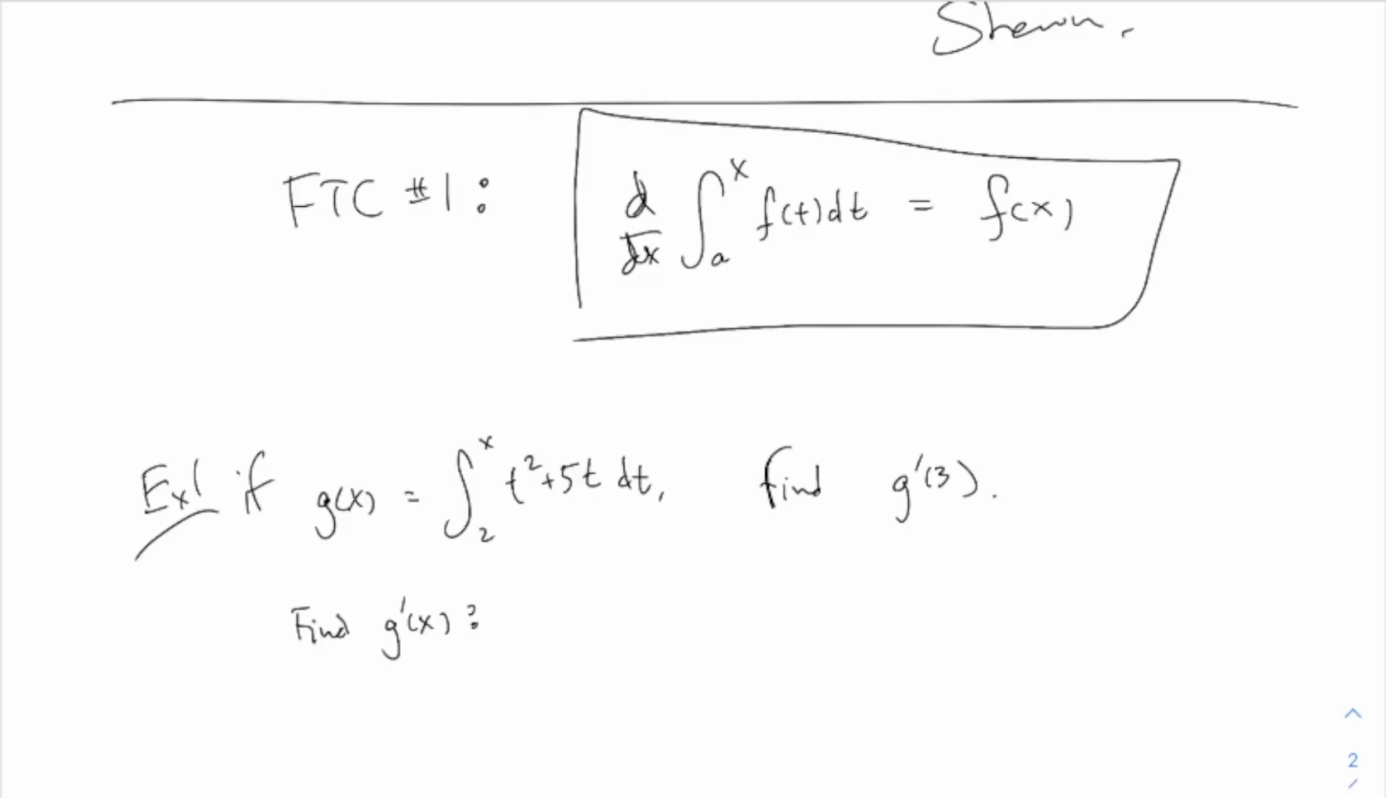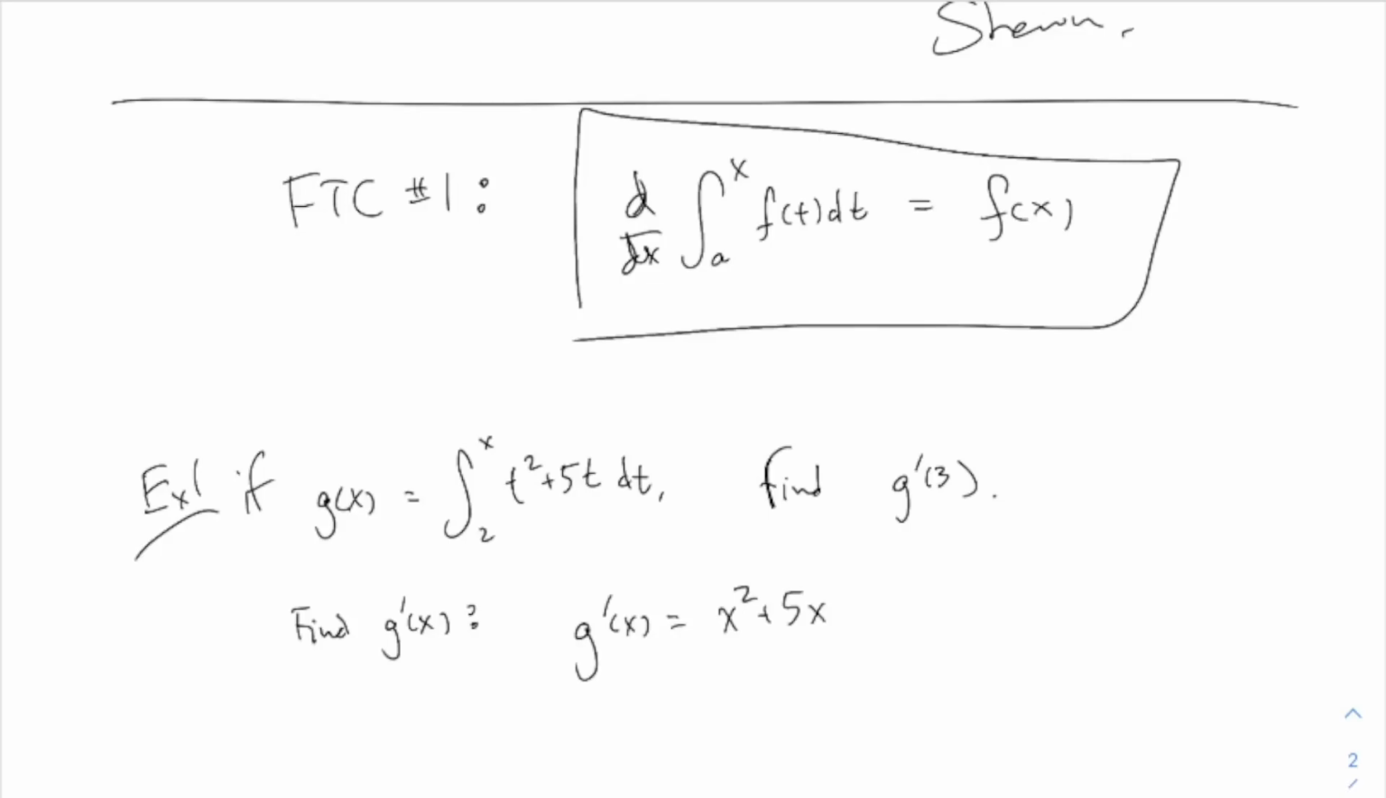And so what I'm going to get here is g prime of x equals, because x is up top, I can use the fundamental theorem of calculus, and you just put x in the function on the inside. It's x squared plus 5x. This is weird, but this is what the fundamental theorem of calculus, the first version, says. When you have an integral with the x in the upper integration boundary, the derivative ends up equaling the function that's inside of the integral.